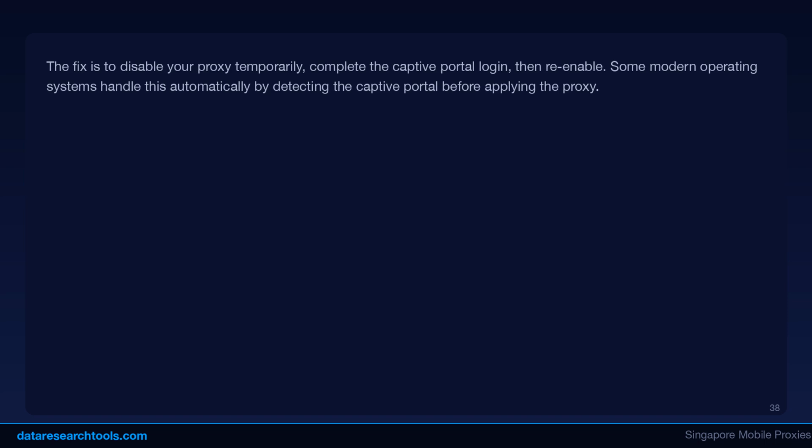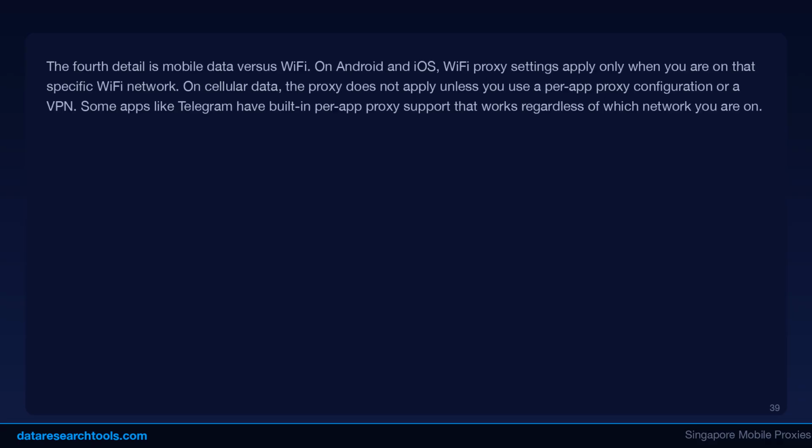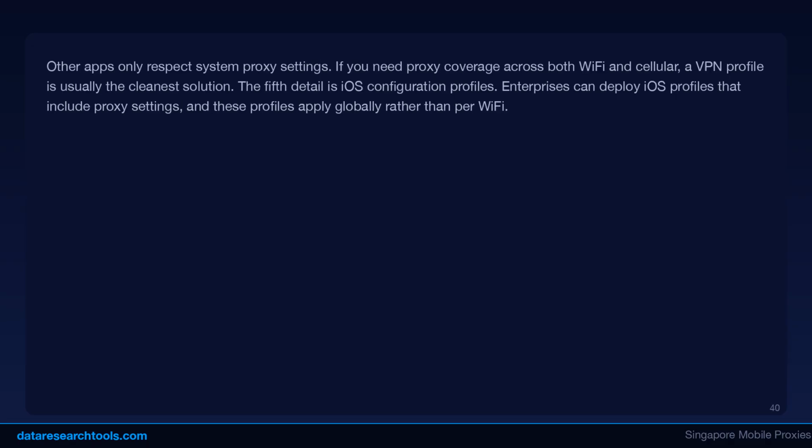The third detail is captive portals and proxy conflicts. When you connect to a coffee shop or hotel Wi-Fi for the first time, you usually get redirected to a login page. This is a captive portal. If you have a proxy already configured, the redirect may not work because your traffic is being sent to a proxy server that is unreachable from inside the captive portal network. The fix is to disable your proxy temporarily. Complete the captive portal login, then re-enable. Some modern operating systems handle this automatically by detecting the captive portal before applying the proxy.